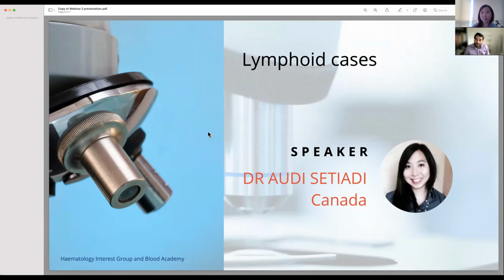Back to today's session, our focus is on lymphoid cases. We're going to go through some really interesting cases. We've got 3, as I've already mentioned.